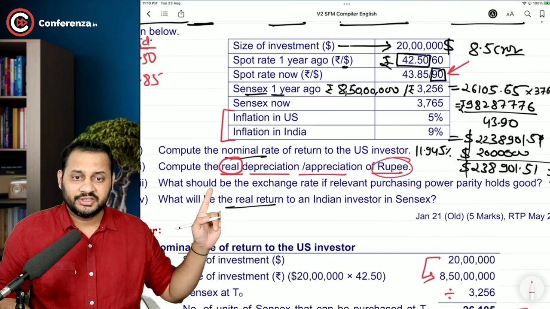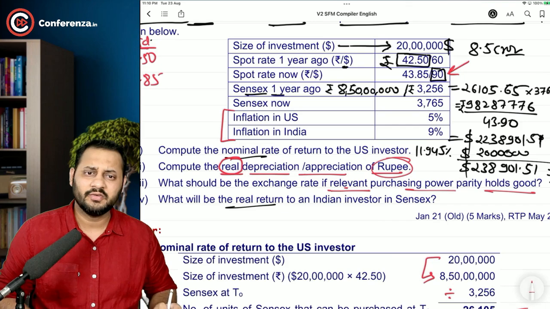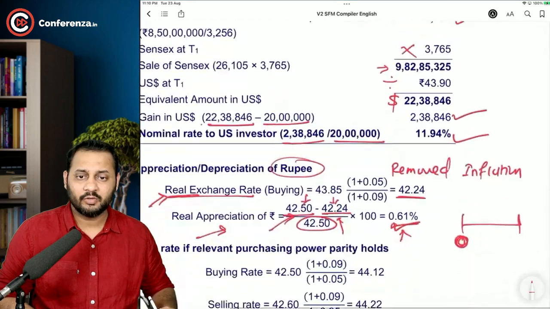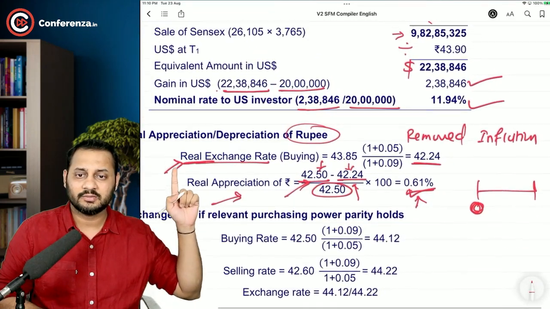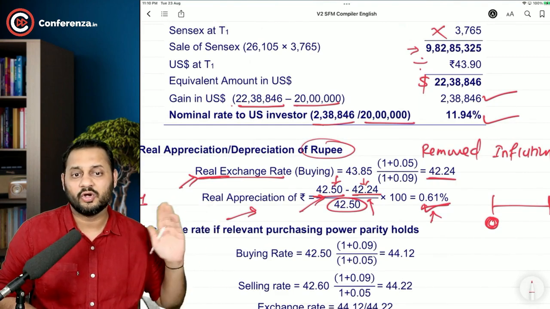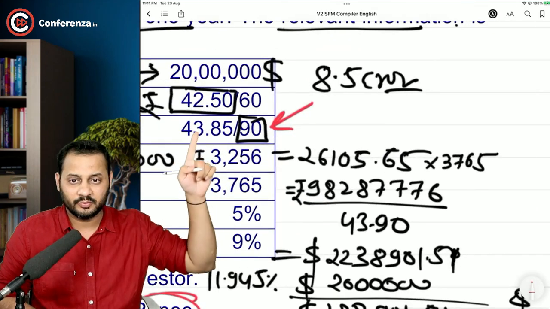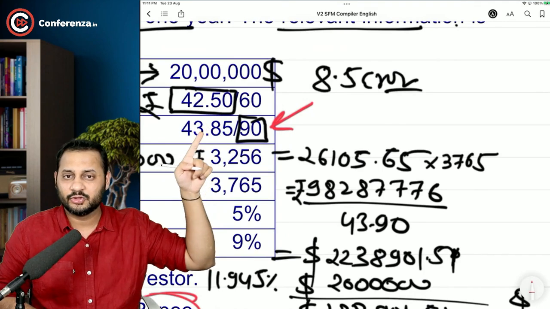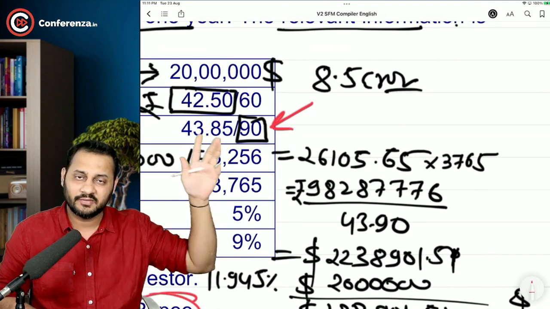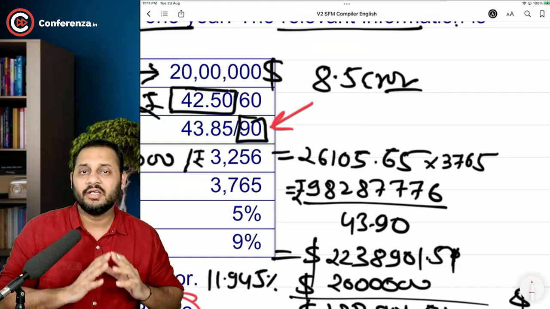What should be the exchange rate if relevant purchasing power parity holds good? It's very easy. For buying and selling, you can calculate. See, in this part also, when you asked us about appreciation and depreciation, this is the real appreciation and depreciation of the bid part only, not the ask part. Yeah, 42.50 and 43.85. You can take 42.60 and 43.90 as well to calculate the appreciation and depreciation. So both the answers will be okay.